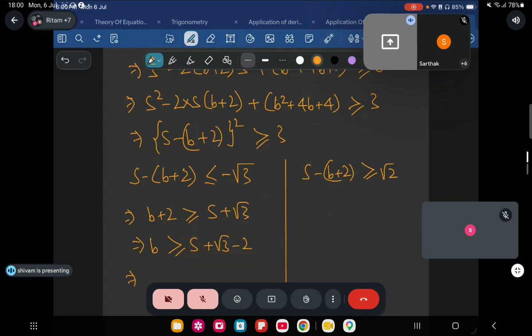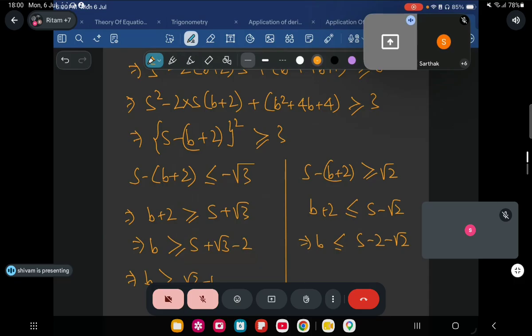So substitute 1. This implies b is greater than or equal to 1 minus 2 minus 1 root 3 minus 1. Next, over here, what do we get? Over here, we'll get b plus 2 is less than or equal to sine minus root 2. This implies b is less than or equal to sine minus 2 minus root 2.